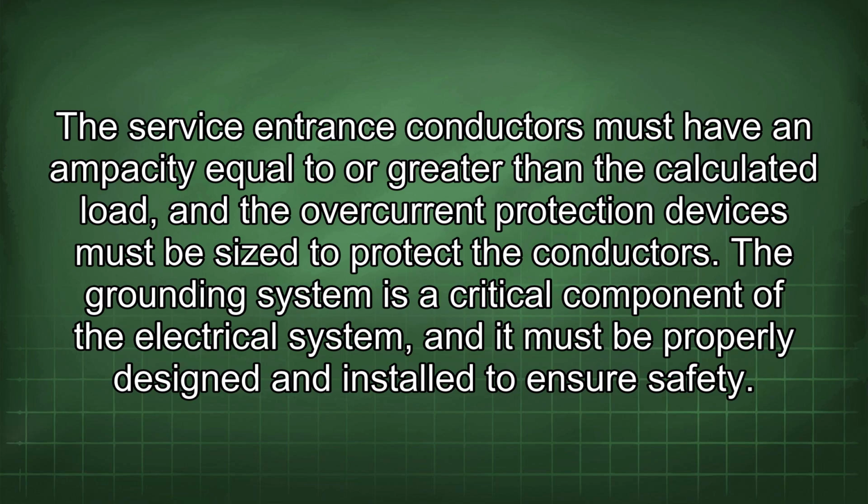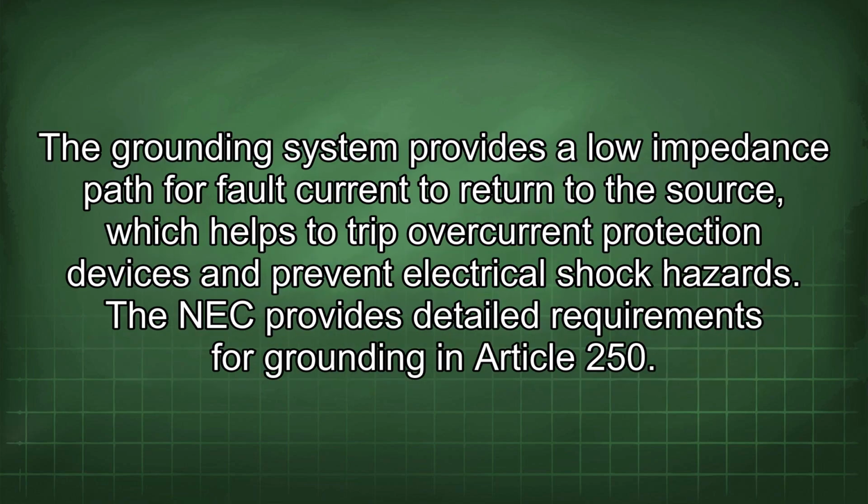The grounding system is a critical component of the electrical system, and it must be properly designed and installed to ensure safety. The grounding system provides a low impedance path for fault current to return to the source, which helps to trip overcurrent protection devices and prevent electrical shock hazards. The NEC provides detailed requirements for grounding in Article 250.